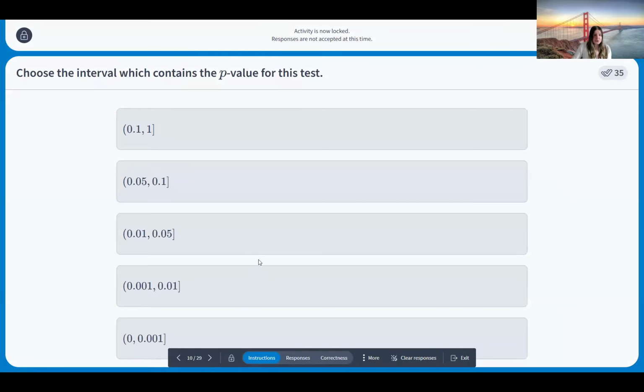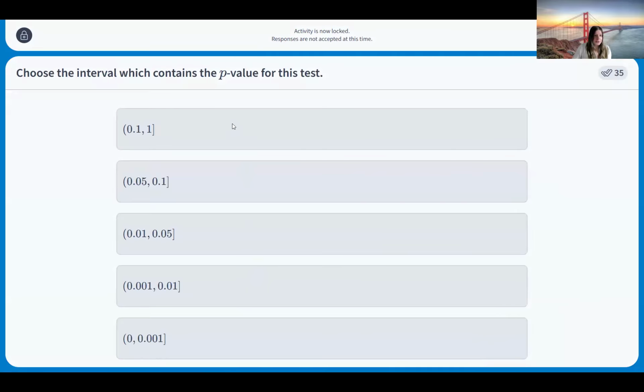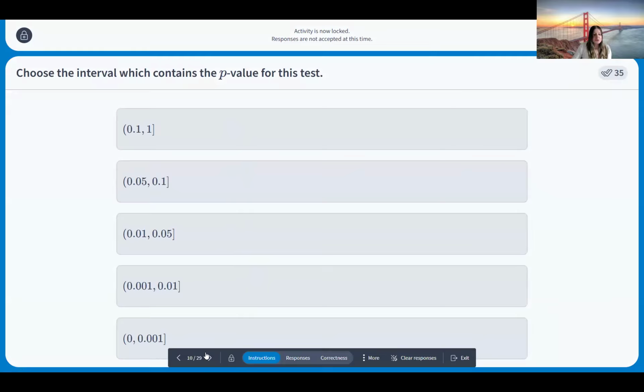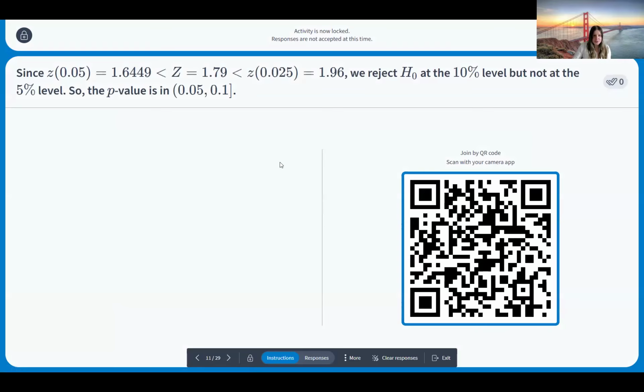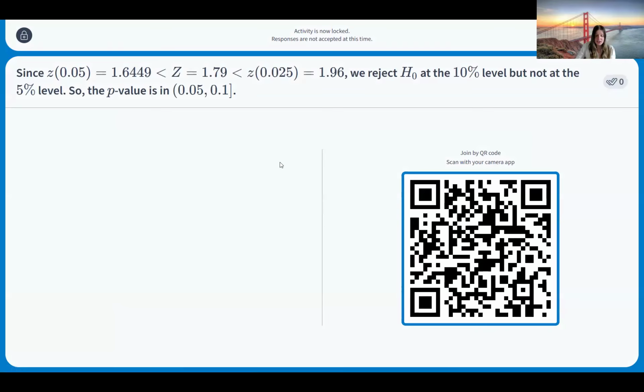One more question I would like to show you is about asking about the interval where the p-value of the test would be. So this is another example of quite longer questions, because now they have to use the tables to decide the range.